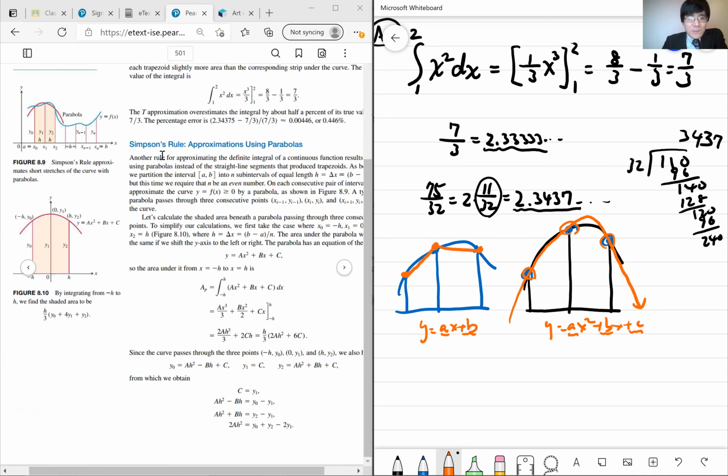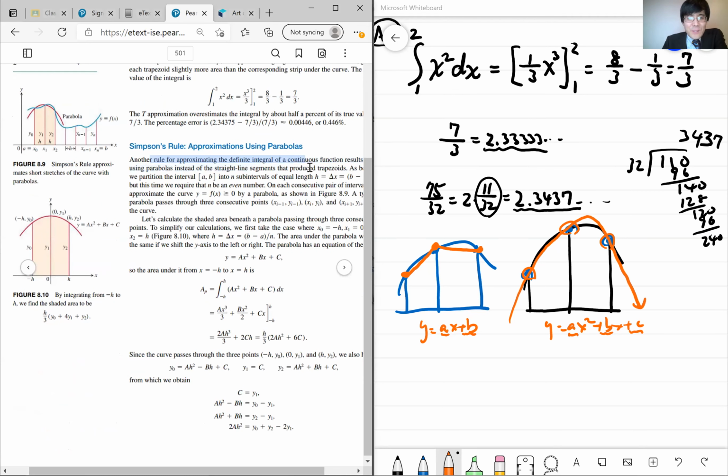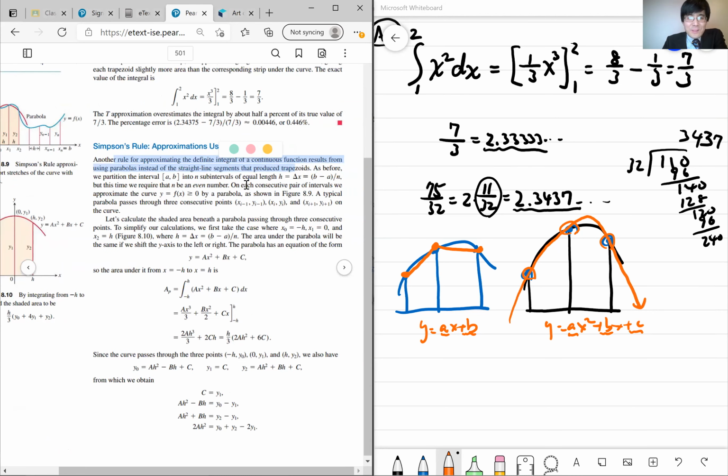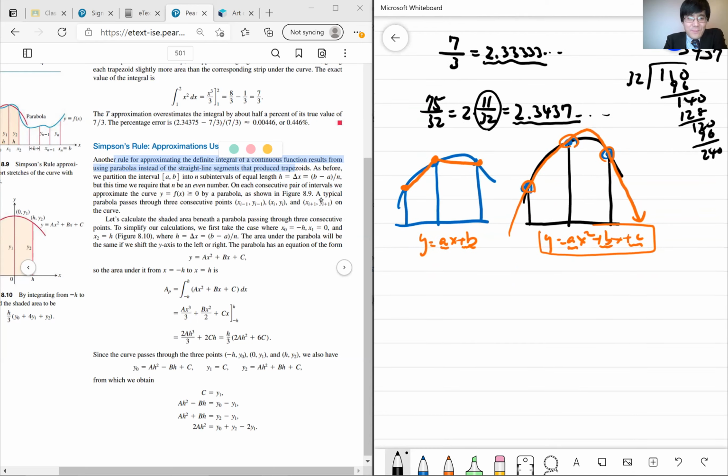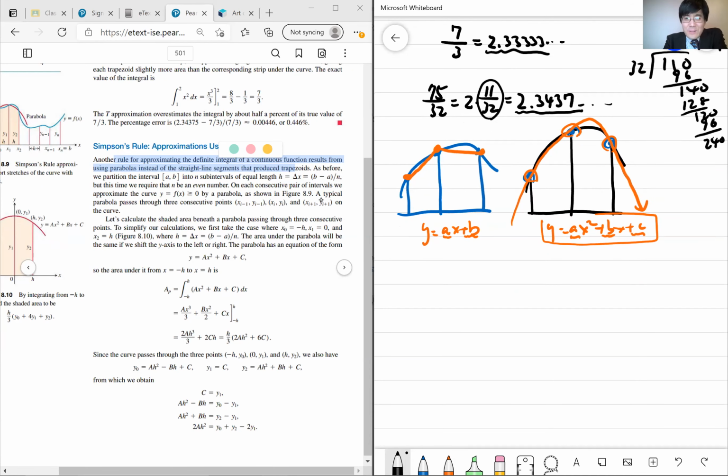So Simpson's rule is approximation using a quadratic, second degree polynomial, instead of a first degree linear function. That's the difference, and everything else is the same. So how do we find the parabola? That's kind of hard to do, but you basically use those 3 points to find the parabola that goes through those 3 points. So how do we find it?